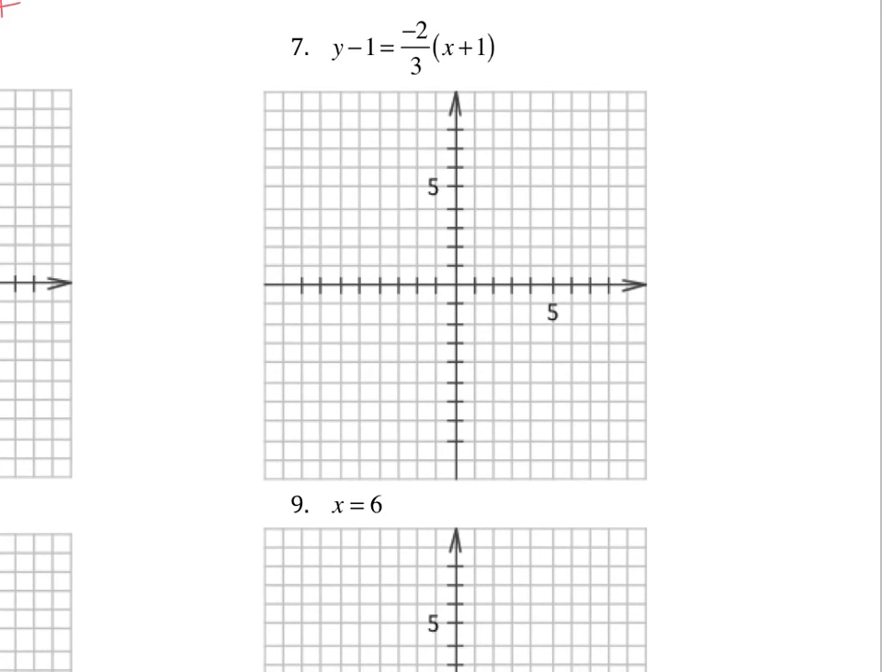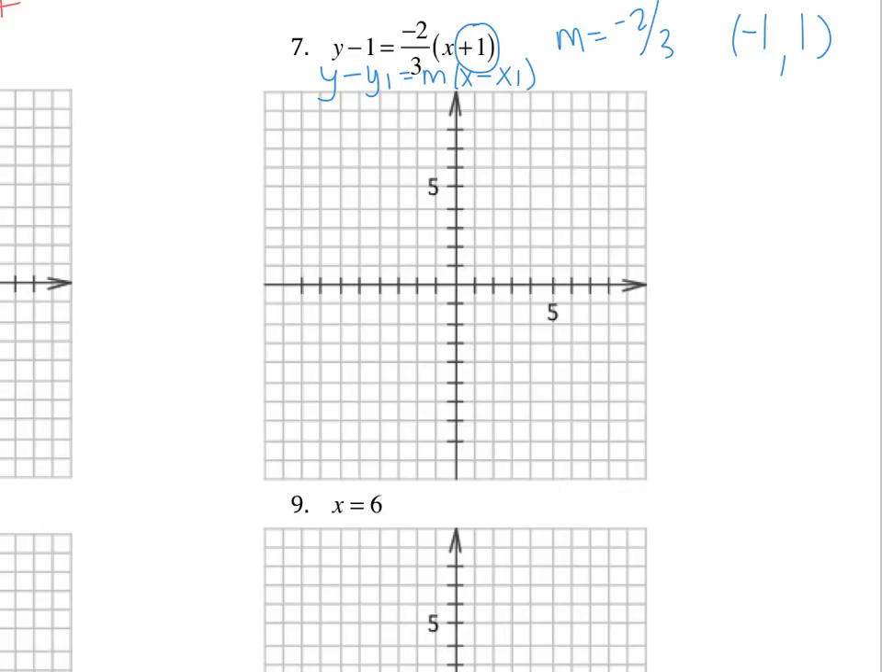Now graphing something like number 7 is more difficult. This is in point-slope form. So we know that our slope is negative 2/3. And then we get a point. So looking at my x value, you always want to take the opposite sign. Remember that we have y minus y1 equals m(x minus x1). So if I have x plus 1, that's really x subtract negative 1. So the x part is negative 1. If I have y minus 1, it means I'm subtracting 1. So my y is 1.